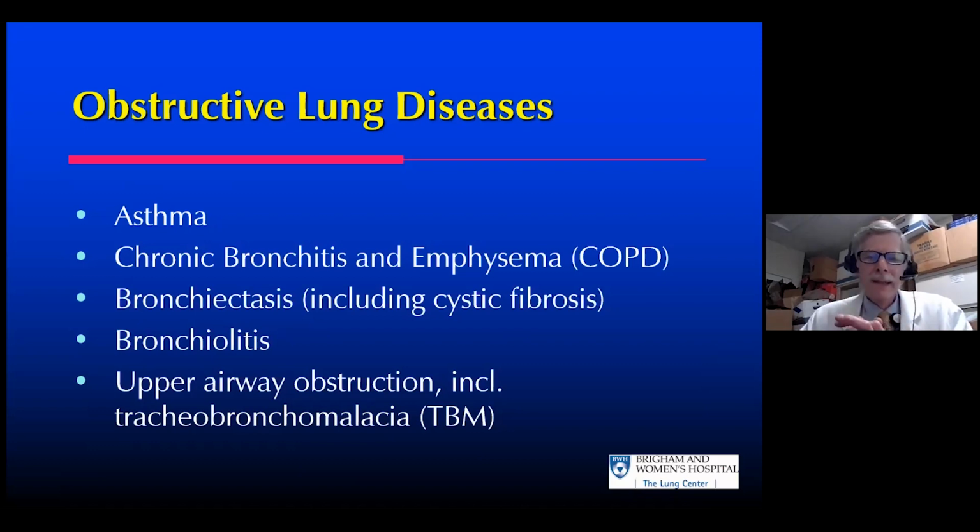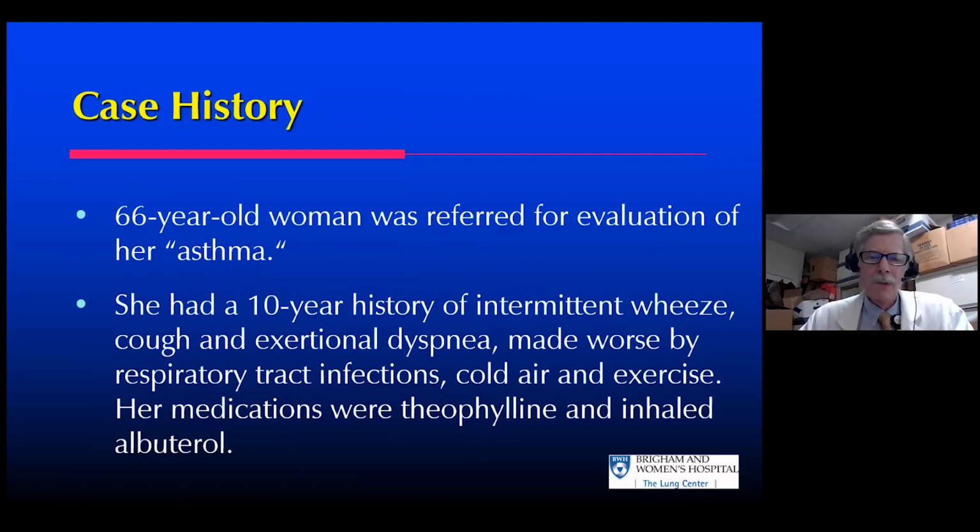I'd like to begin this discussion of bronchiectasis with a case that I saw many years ago. A woman was referred for evaluation of, quote unquote, asthma, is what was thought. Now, she had a 10-year history of wheeze, cough, and exertional dyspnea. Could have been asthma, although it started in midlife. Made worse by respiratory infections, cold air, and exercise. So she was already being treated back then with theophylline and inhaled albuterol.